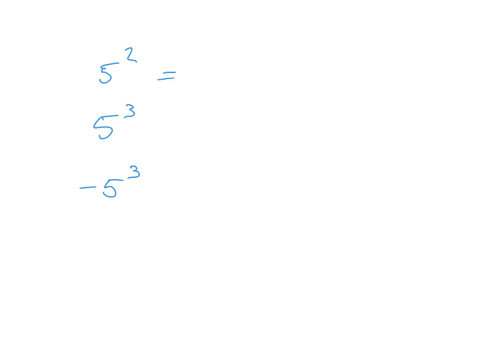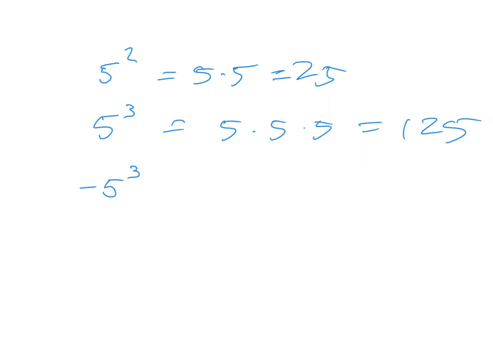Quick review, 5 squared means 5 times 5, which is 25. 5 cubed means 5 times 5 times 5, which is 125. Negative 5 cubed means negative 5 times negative 5 times negative 5, which is negative 125. Negative times a negative times a negative, 3 negatives, this still remains negative.